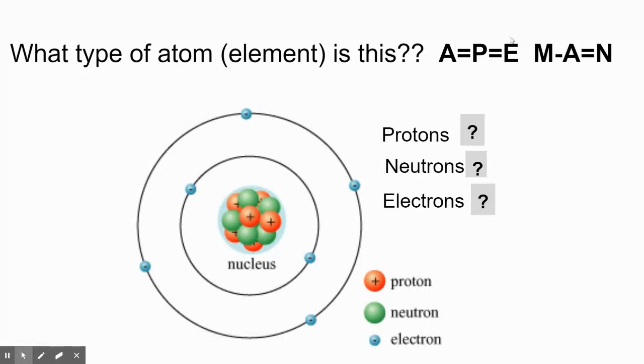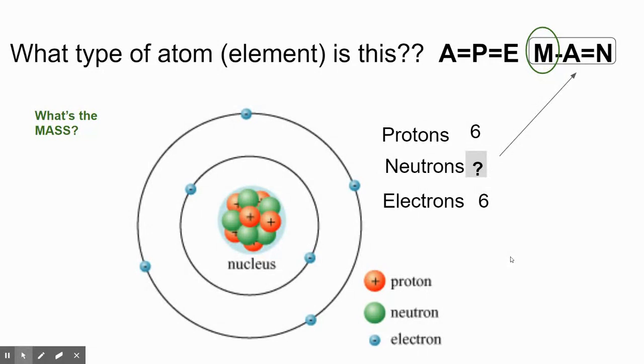And for APE, if there's 6 electrons, that should mean there's 6 protons as well. And the atomic number should be 6. Okay, so there's 6 electrons, 6 protons. But we don't know how many neutrons, so we have to do MAN, M-A-N. So the mass minus the atomic number will tell us the amount of neutrons. But we don't know the mass.